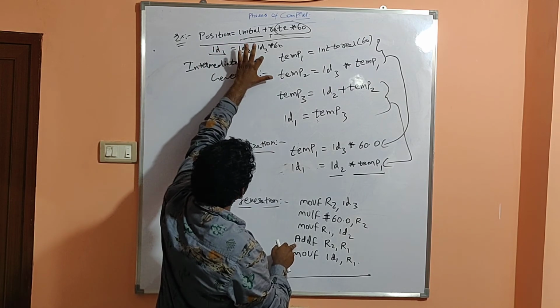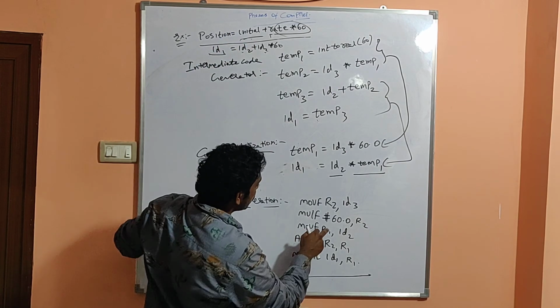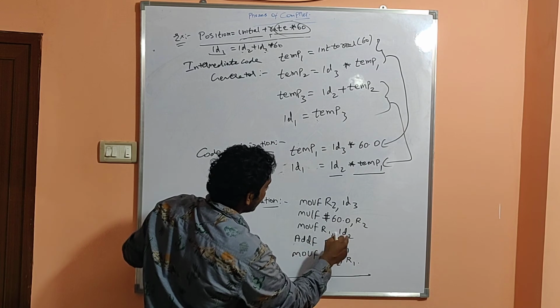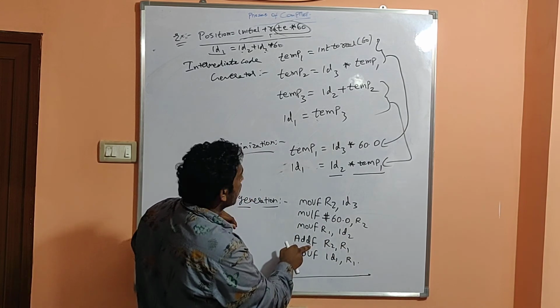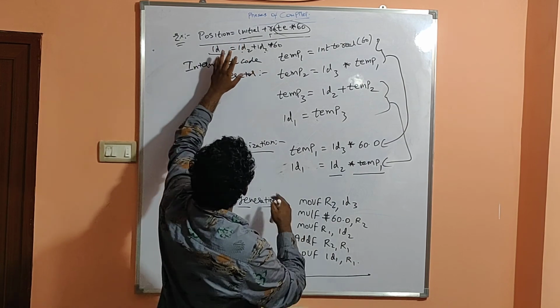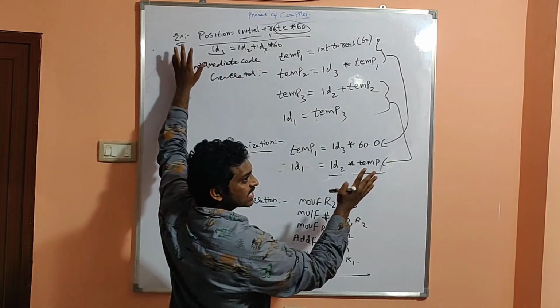We are adding the id2 and id3 variables. Here id2 is in R1 and the multiplication result is in R2. That is the reason I have written ADD of R2 comma R1. So the right hand side task was successfully completed.